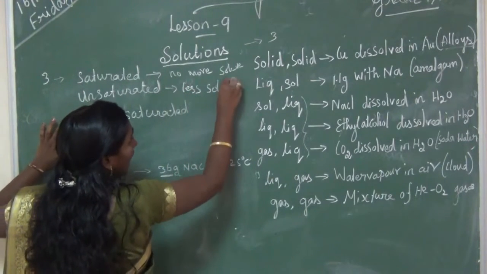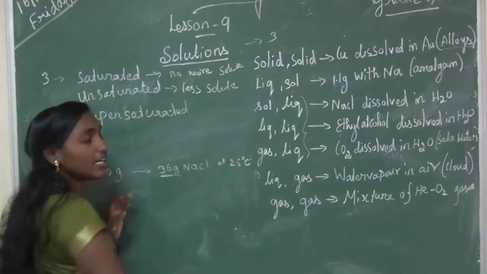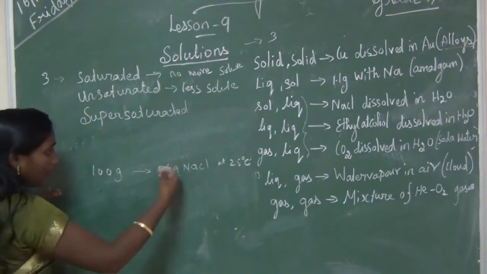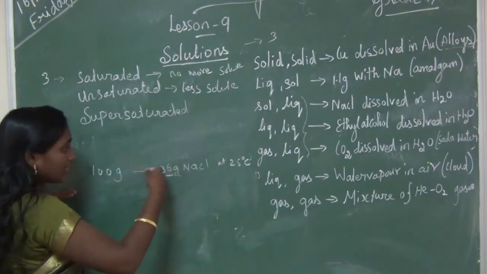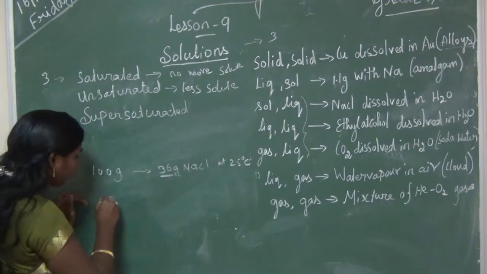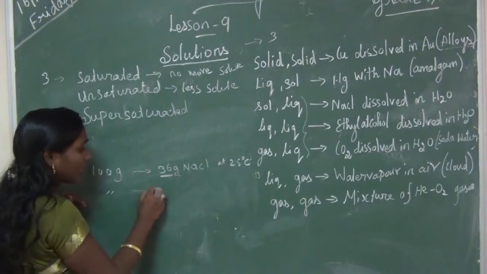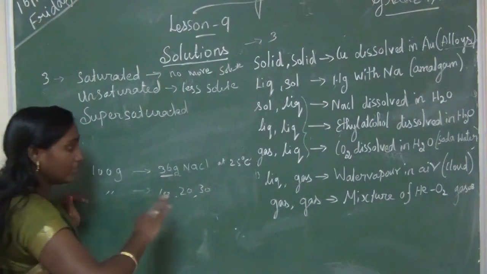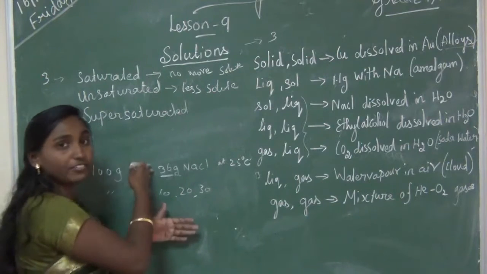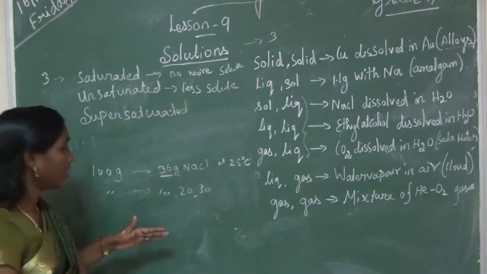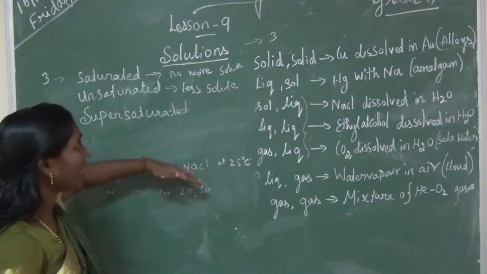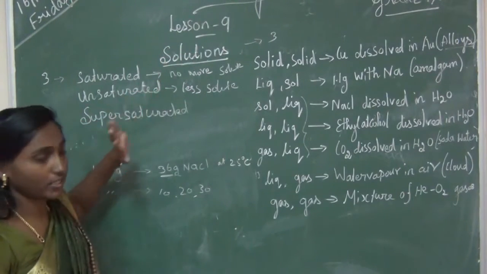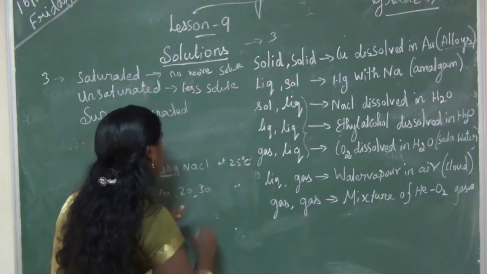The next, unsaturated solution, is a solution with less solute than that of saturated solution at a given temperature. That means a very small amount of solute. Maybe 100 gram of water can dissolve 10 gram salt or 20 gram or 30 gram. Up to 35 it can be dissolved easily. So less solute than that of saturated solution is called unsaturated solution at 25 degrees Celsius.